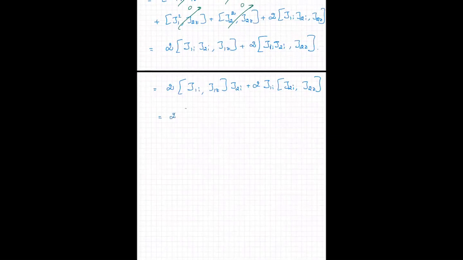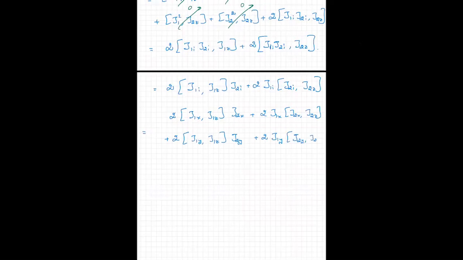So let me write this as J1x J1z times J2x plus J1y J1z J2y plus 2 J1x J2x J2z plus 2 J1y J2y J2z. Okay.